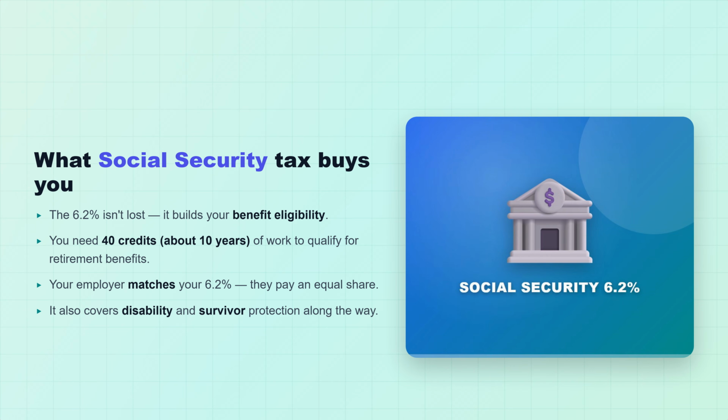Now, what does that Social Security tax actually buy you? It is important to know the 6.2% is not simply lost. It builds your benefit eligibility. You need about 40 credits, which is roughly 10 years of work, to qualify for retirement benefits. And here is a nice detail. Your employer matches your 6.2%, paying an equal share on top. Along the way, it also gives you disability and survivor protection.